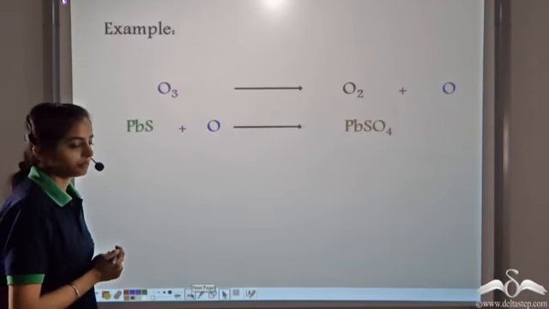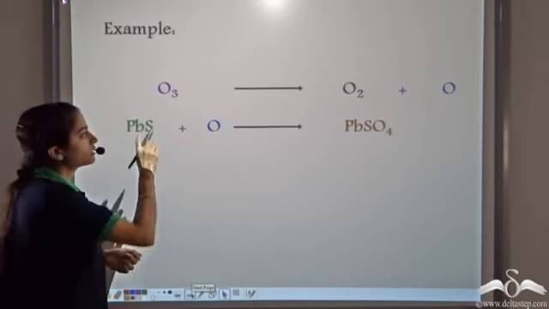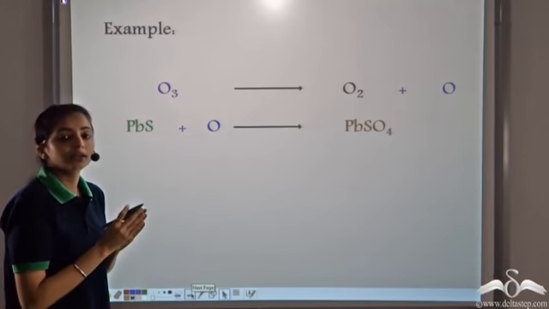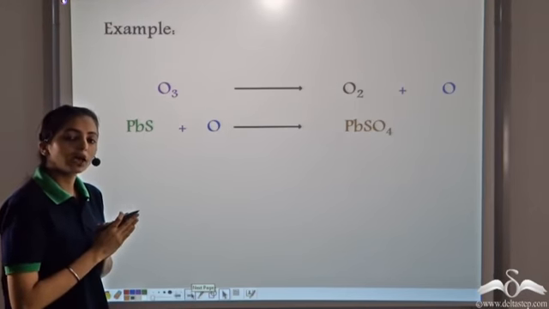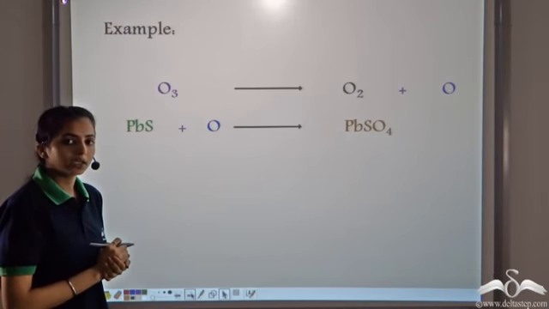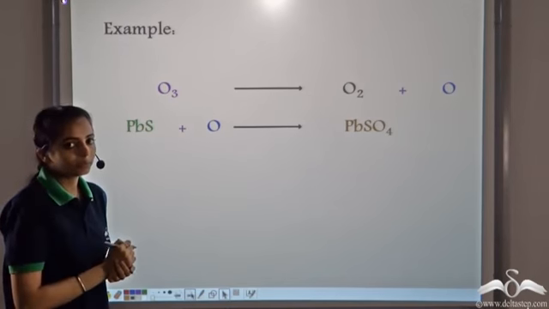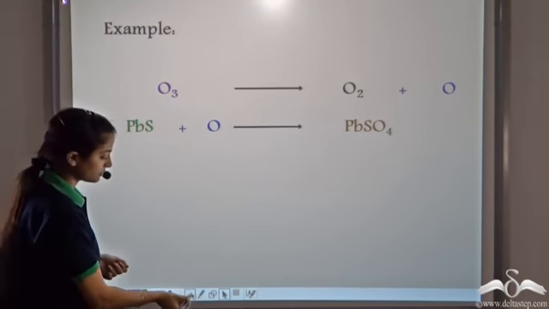Let's take another example. We are given 2 partial chemical equations. These 2 combine to give a final chemical equation. Now we have to find out that final balanced chemical equation. How do we get that? We balance each of the partial equations and we add them up.